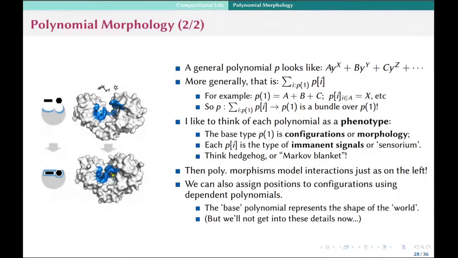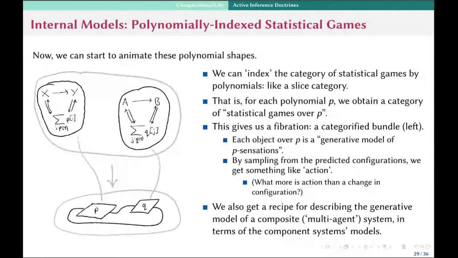Okay, so we can start to animate these polynomial systems, these shapes now. Because we can index the category I described earlier of statistical games by polynomials. It's like a slice construction, but we effectively slice over the total space of each polynomial. And that gives us a category over each polynomial of systems predicting sensoriums, the sense data that those systems can receive in each configuration. And they might have a belief about their particular configuration right now and the sensations they can receive in that configuration. And we have a category of these things because we might have lots of different kinds of internal model, and we want to think about the morphisms between them. So we get this indexed category of statistical games over polynomials. It's a fibration. A fibration is just a categorified bundle.